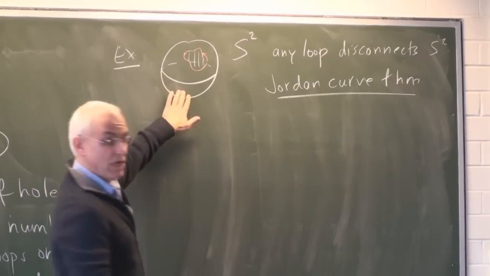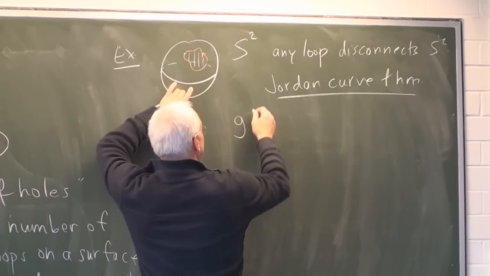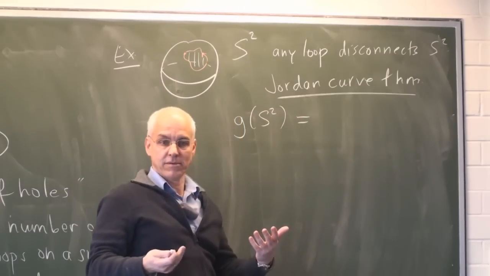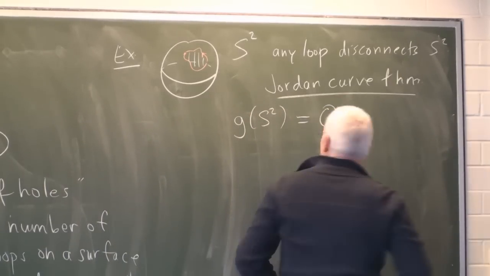Oh, but by the way, what is the genus of the sphere? So G is usually the word for genus, or the symbol. So genus of the sphere, you can't draw any loops. So the maximum number is 0. Okay.